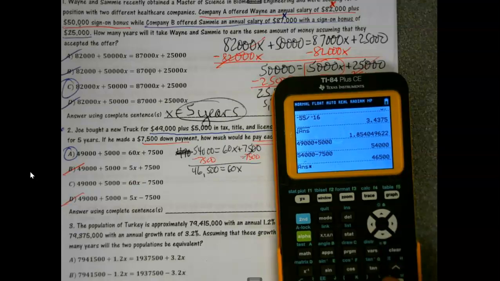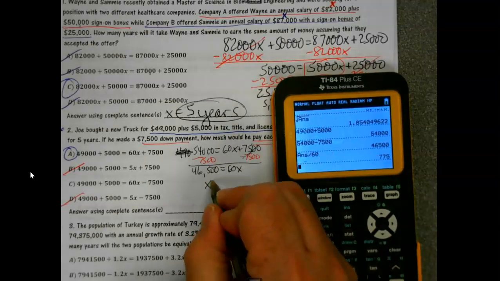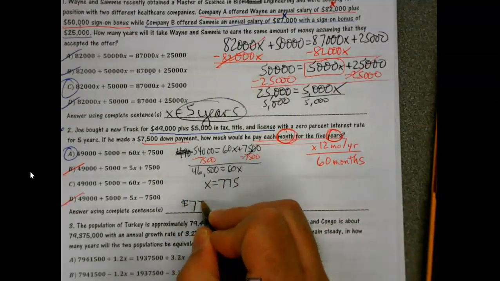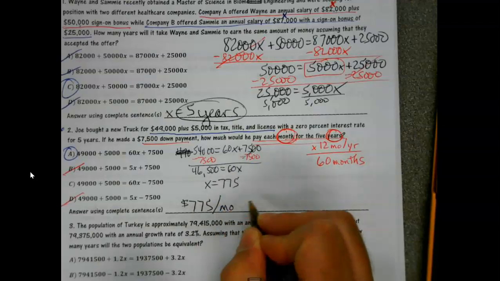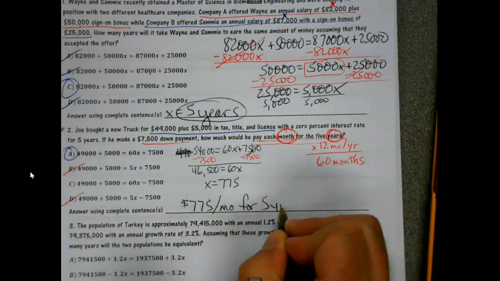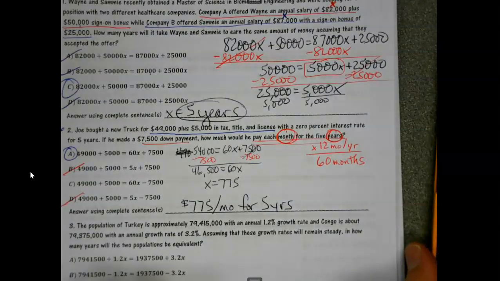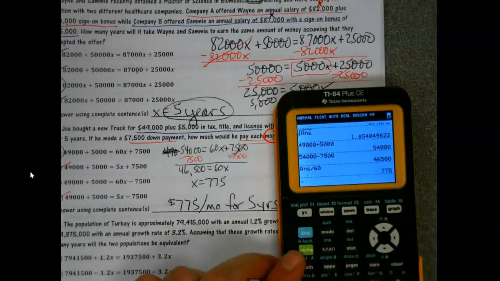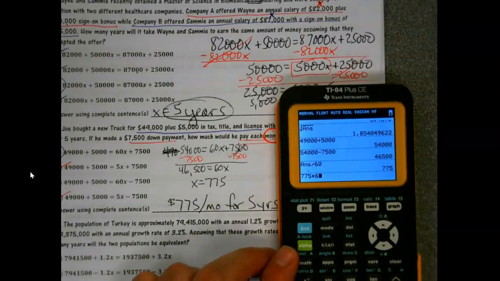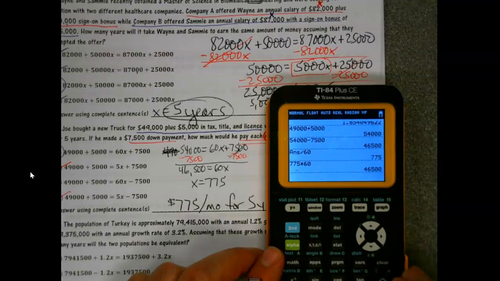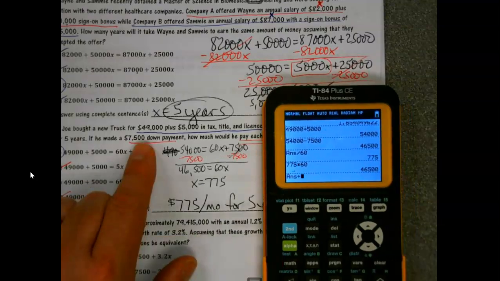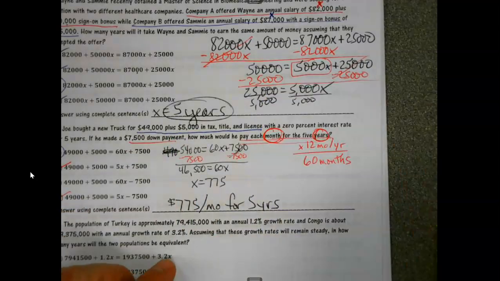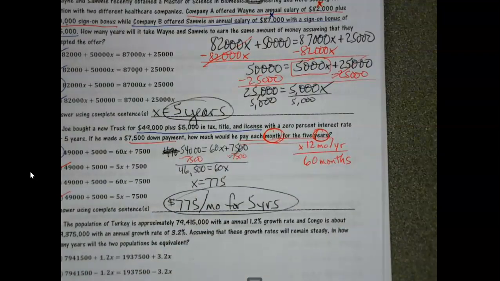And, oops, we're not going to multiply by 60. So now, what if I'm not sure if I'm right at this point? I'm like, I don't know. Okay, so if I do 775 times 60, that's 46,500, and I paid a $7,500 down payment, which is 54,000, what I paid. I just proved that I did it right.